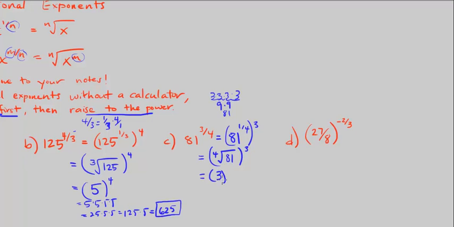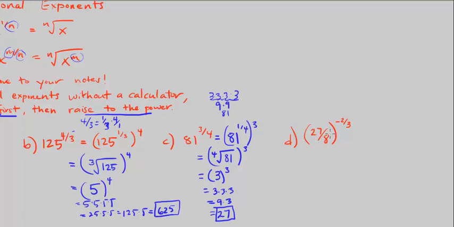Then we cube that. Well, that is equal to 3 times 3 times 3. 3 times 3 is 9, and 9 times 3 we know is 27. Okay, that's our answer in part C.